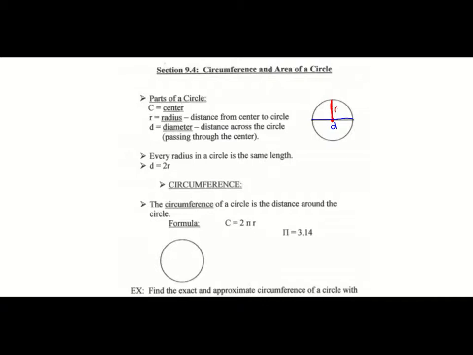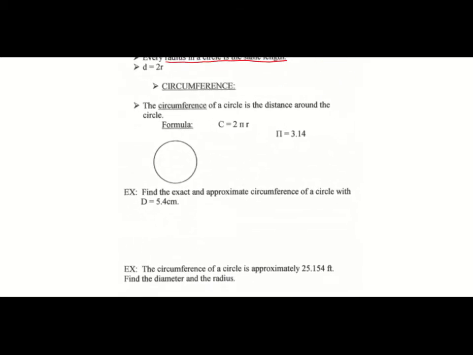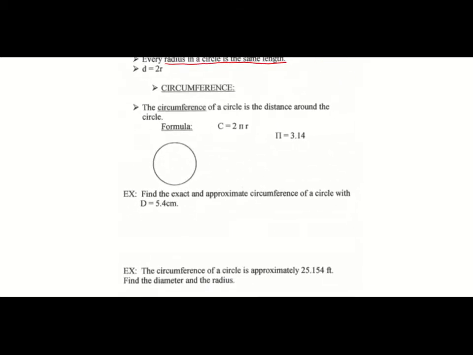D equals 2R. When we're talking about circumference, the circumference of a circle is the distance around the circle. So if I wanted to know what is the distance of this circle if I went all the way around. If I took this circle and straightened it out into a line, how long would that be? That's the circumference. So my formula is going to be 2 times pi times r. And our pi value we're going to use is 3.14, or you can use the pi button on your calculator. Okay, so let's look at an example.